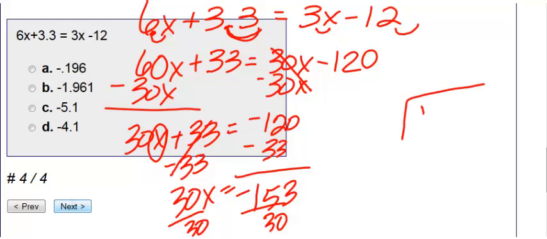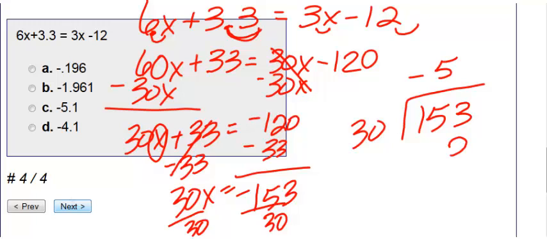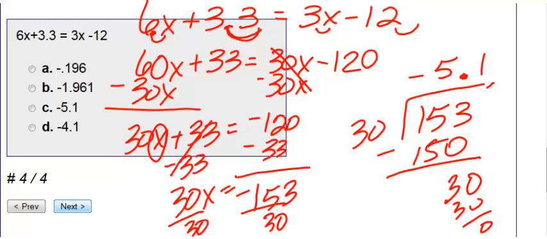Okay, so let's do the long division here. We know a negative over a positive is going to be a negative, so I'm going to have a negative answer. 30 into 153, 5 times. 5 times 0 is 0. 5 times 3 is 15. We subtract, so we get 3 left over. I have nothing left to bring down, so I'm going to add a decimal, add a 0. 30 into 30 goes in one time evenly with no remainder. So we get negative 5.1 as our final answer, which is choice C.